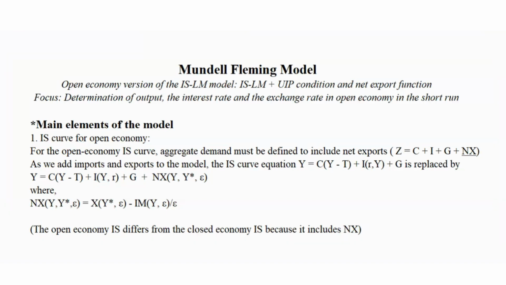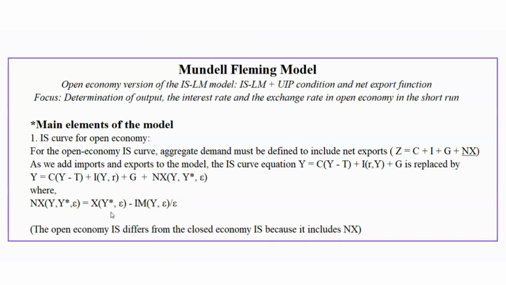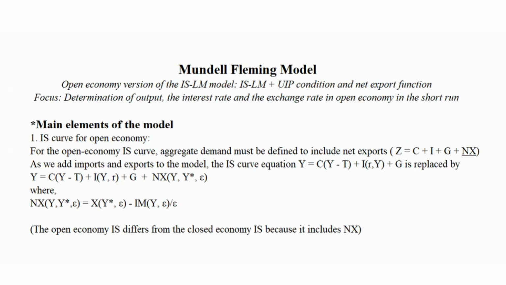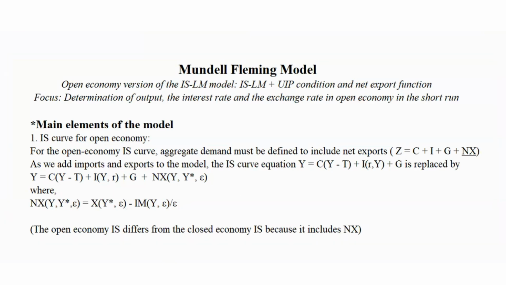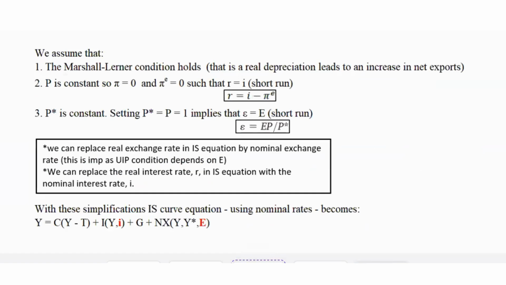So the open economy IS differs from the closed economy IS because now it includes net exports, which is the value of exports minus the value of imports, right? So this is the main difference when we're deriving the IS curve for an open economy. Now, when we define aggregate demand, the demand for domestically produced goods and services, that will now include net exports. So the open economy IS differs from the closed economy IS because it includes net exports.